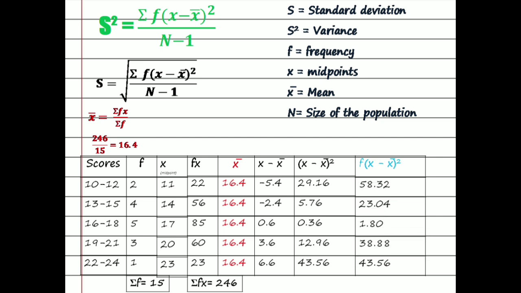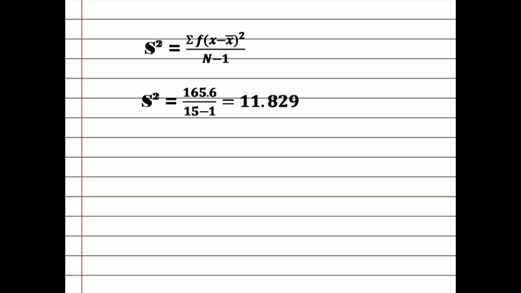The sum is 165.6. We can now go ahead and start replacing values from our table to the formula. Recall that the formula of variance is this. After performing the operation, the variance is 11.829. Standard deviation is the square root of variance.